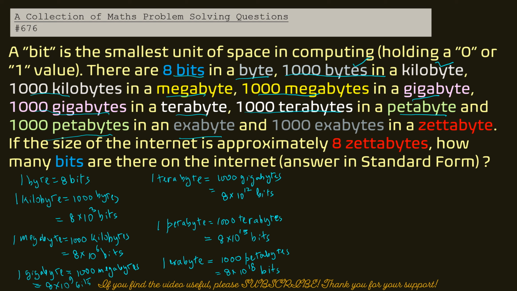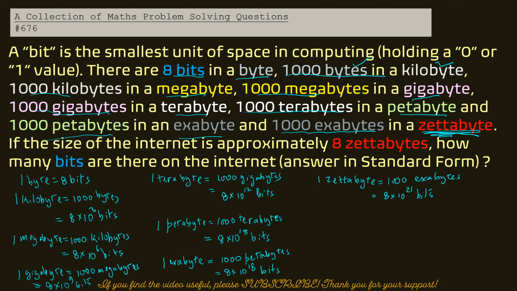Okay, so we've done 1 exabyte, 1000 exabytes, and 1 zettabyte. So 1 zettabyte equals 1000 exabytes, and that equals 10 to the power 3, right? So 8 times 10 to the power 18 times 10 to the power 3. So I can write this as 19, 20, 21. So 8 times 10 to the power 21 bits. So we've done zettabyte, and that's the last one.